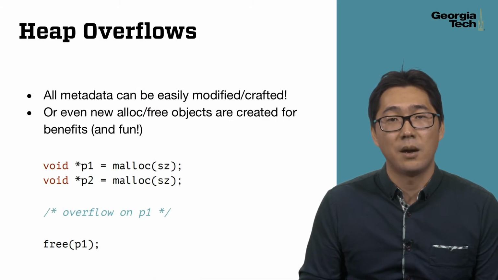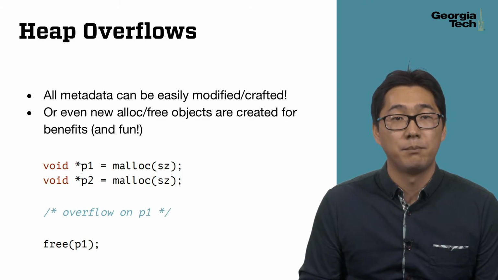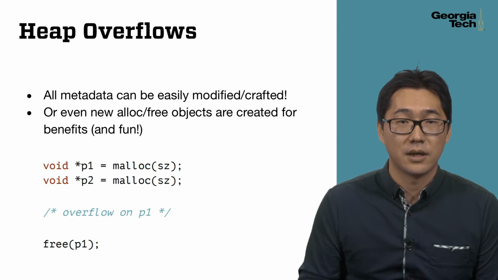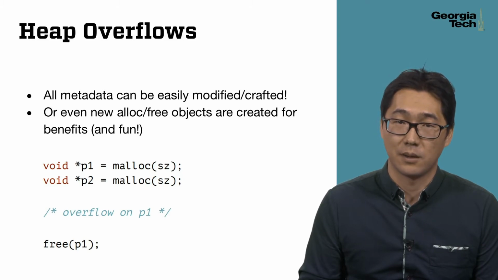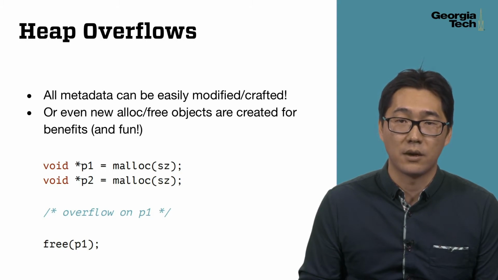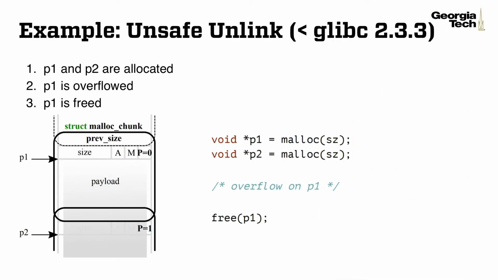Because of the heap's complex internal mechanism, any buffer overflow might incur a critical consequence to the program. Not just manipulating the metadata of the next object, an attacker can even create mock objects for their own benefit. One example technique that I'd like to share is called unsafe unlink. In this case, there are two objects allocated, P1 and P2, but there is an overflow on P1. After the overflow, it simply frees P1.